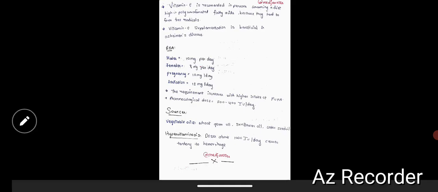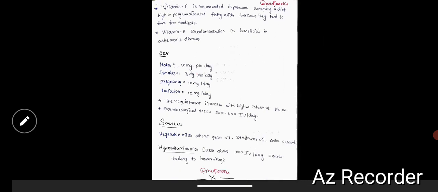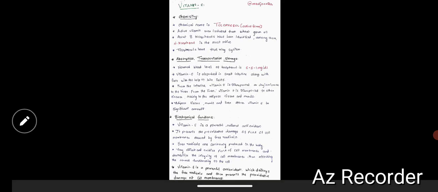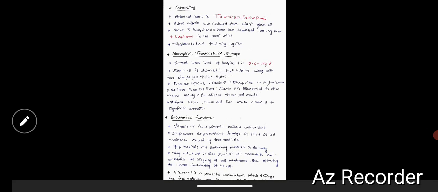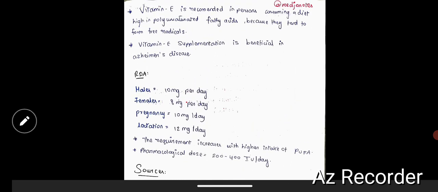Next, vitamin E is recommended in persons consuming a diet high in polyunsaturated fatty acids because they tend to form free radicals. What is the function of vitamin E? It prevents the peroxidative damage of PUFA of cell membranes caused by free radicals. So vitamin E is recommended in persons consuming a diet high in polyunsaturated fatty acids because they tend to form free radicals. Also, Alzheimer's disease: vitamin E supplementation.